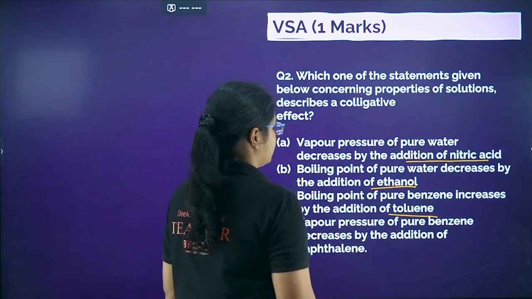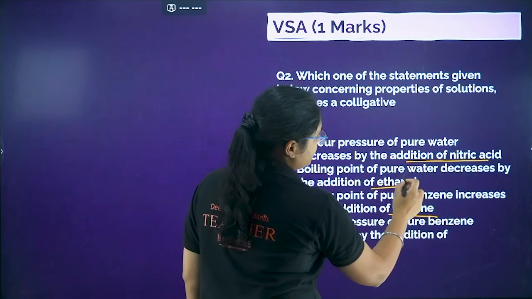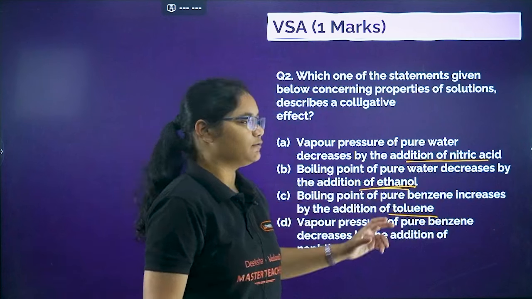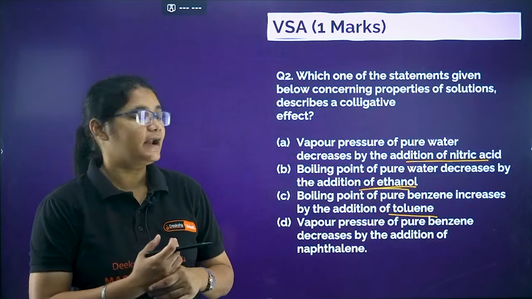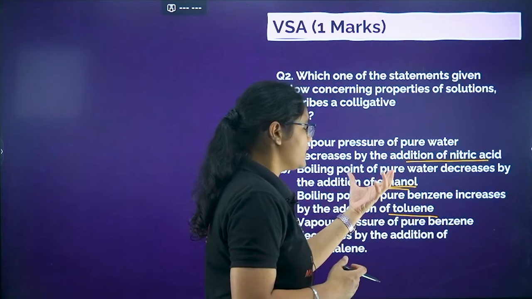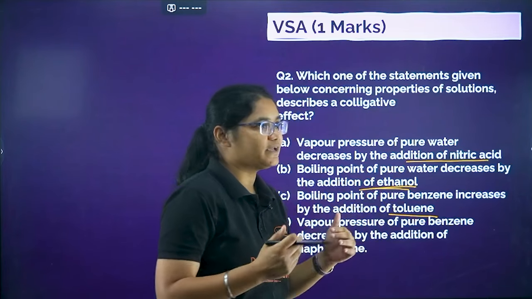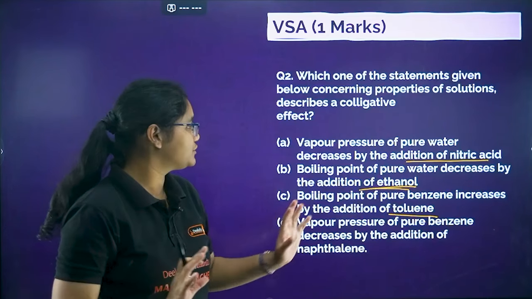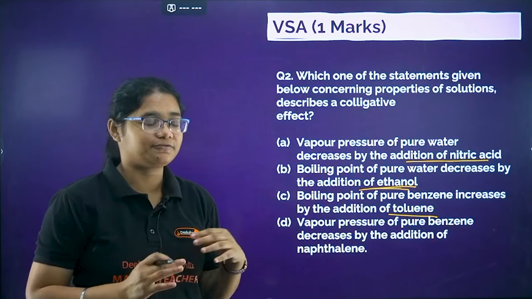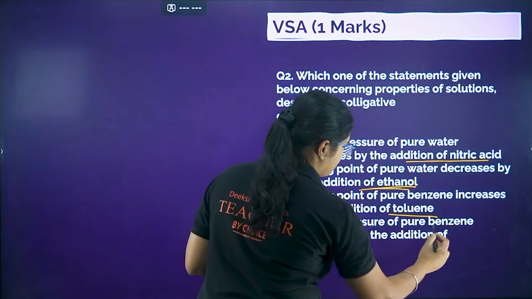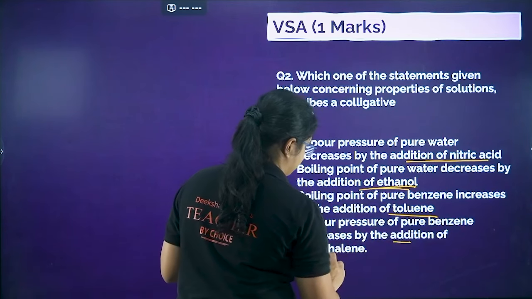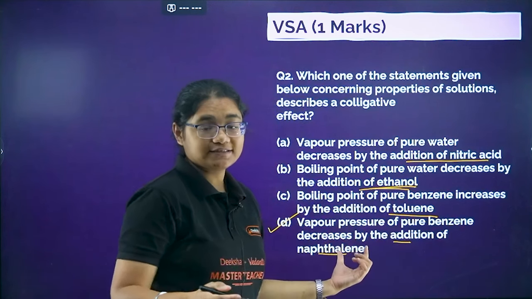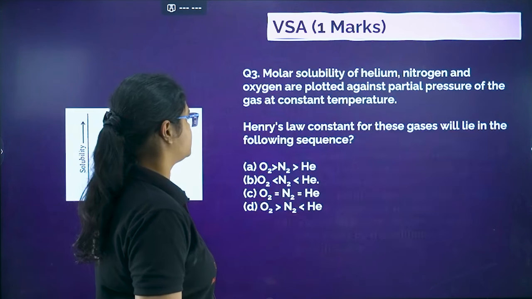Okay, so now see here, in the case of boiling point of pure water decreases by the addition of ethanol. When ethanol is added, what happens? The hydrogen bonding is disrupted, and that is why deviation happens. But deviation is not a part of colligative property, it is a different concept. So in the case of colligative property, when you have pure benzene and you add naphthalene to it, the vapor pressure of the pure benzene decreases due to the addition of a solute, so that is why option number D here.